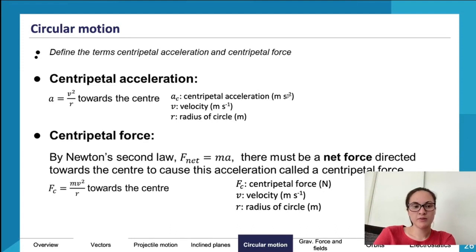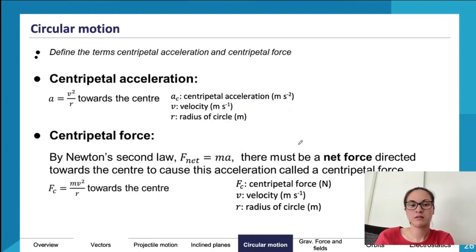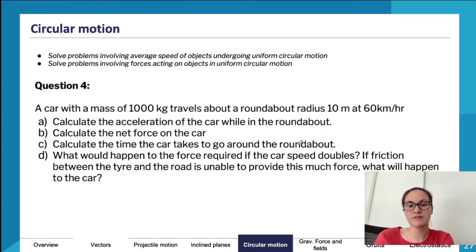Whereas you've got centripetal force, which is given by Newton's second law, F equals ma. There must be a net force directed toward the center to cause this acceleration, which is called a centripetal force. So for this centripetal force, the formula becomes mass times velocity squared divided by the radius, the force of which is directed toward the center. So just like how we have here, this is that centripetal force. Yep, so that's measured in newtons. Once again, our velocity is the same, the radius of the circle is the same.